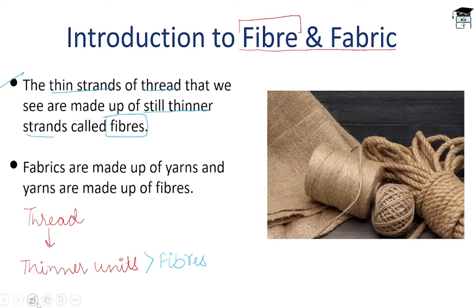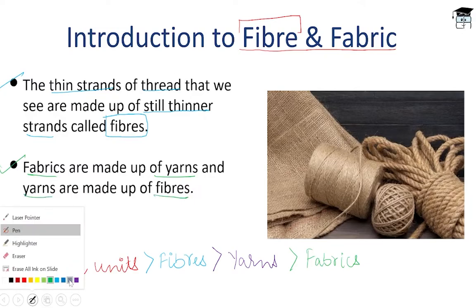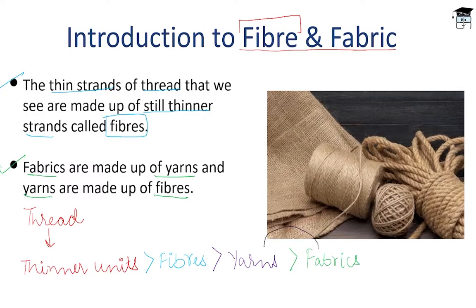Clear? Okay. Now, these fibers, when combined together, form yarns. And these yarns, when combined together, form fabrics. That is what is written in the second point. Fabrics are made up of yarns and yarns are made up of fibers. Observe it here in the flow chart. Fabrics are made up of yarns and yarns are made up of fibers. I hope this is clear to you all.